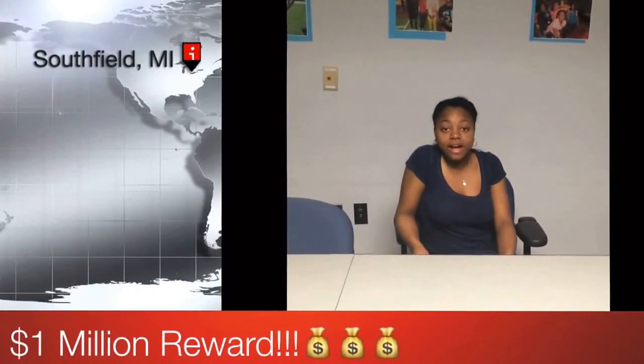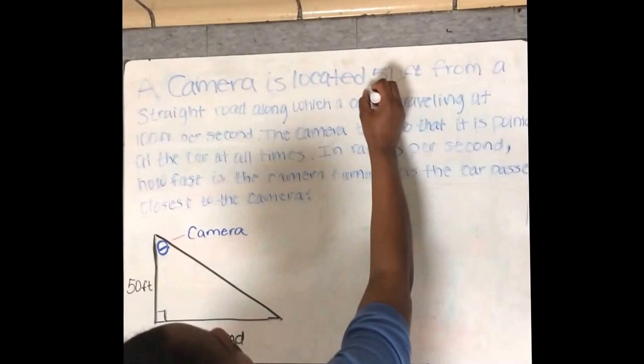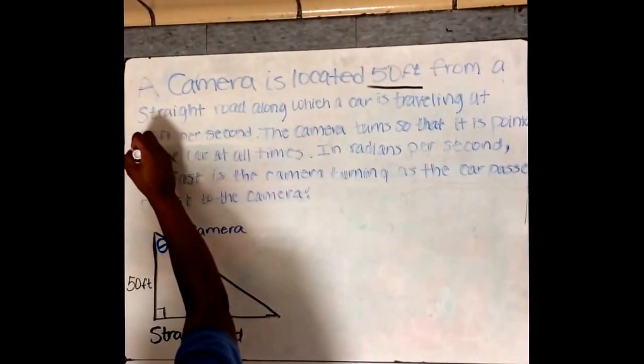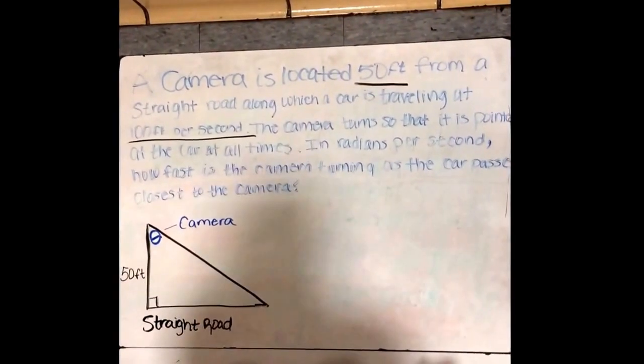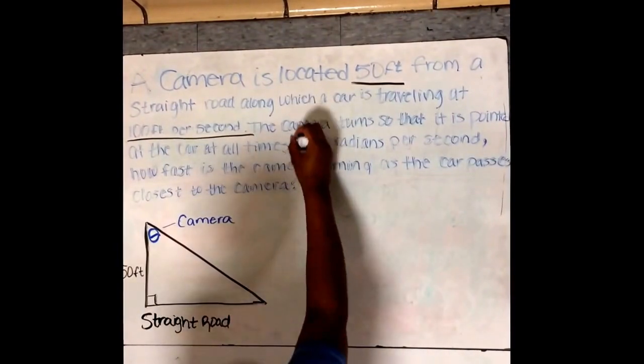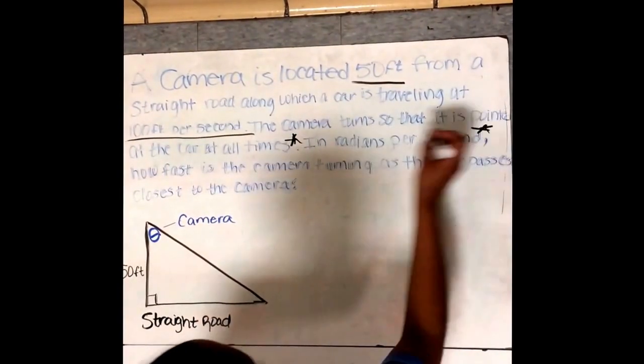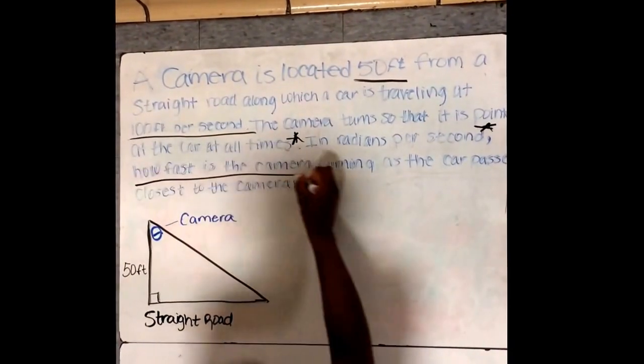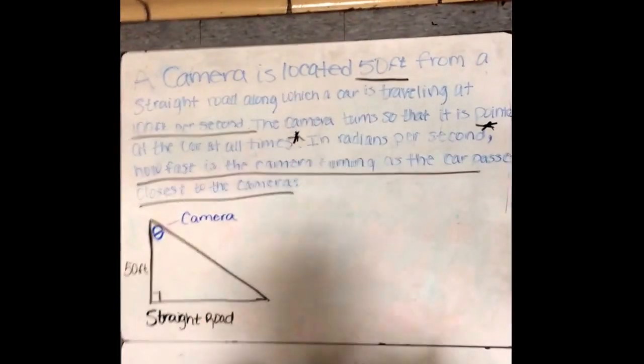A $1 million reward for anyone who can figure out how fast Frederick's camera was moving. Okay, so the camera is located 50 feet from the straight road along which a car is traveling at 100 feet per second. The camera turns so that it's pointing at the car at all times. In radians per second, how fast is the camera turning as the car passes closer to the camera?